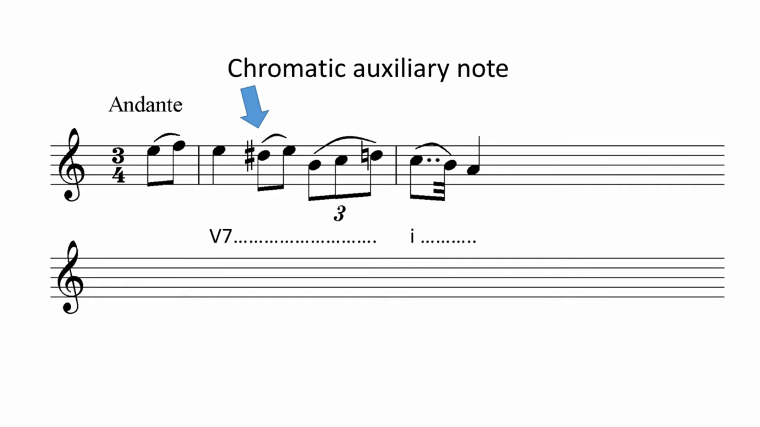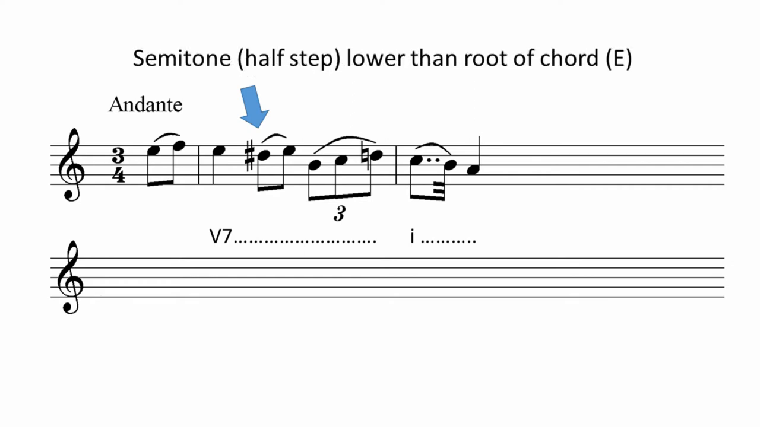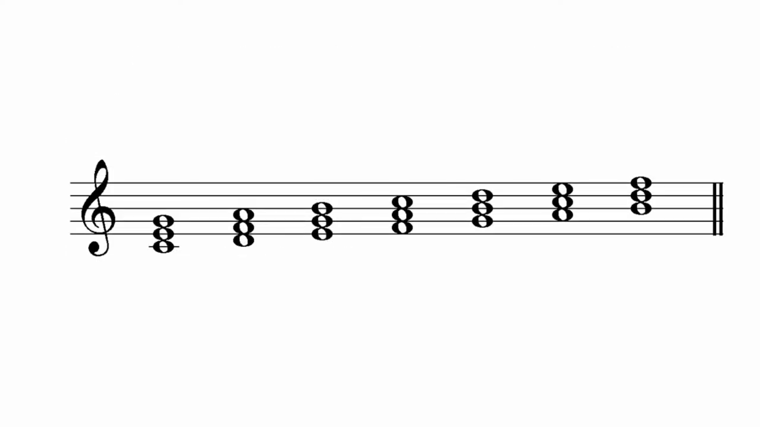The next thing to do is to work out the relationship of the chromatic note within the implied harmony. In this case, the harmony is an E major chord, and so the chromatic note is now one semitone or half step below the root of that chord, instead of being a tone or whole step lower. In fact, this is one of the most common types of chromaticism. Let's take a look at some chords in C major to illustrate this.